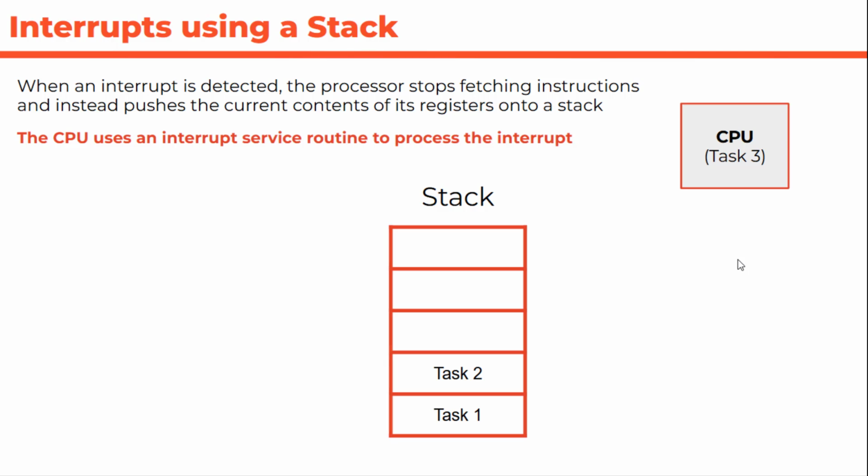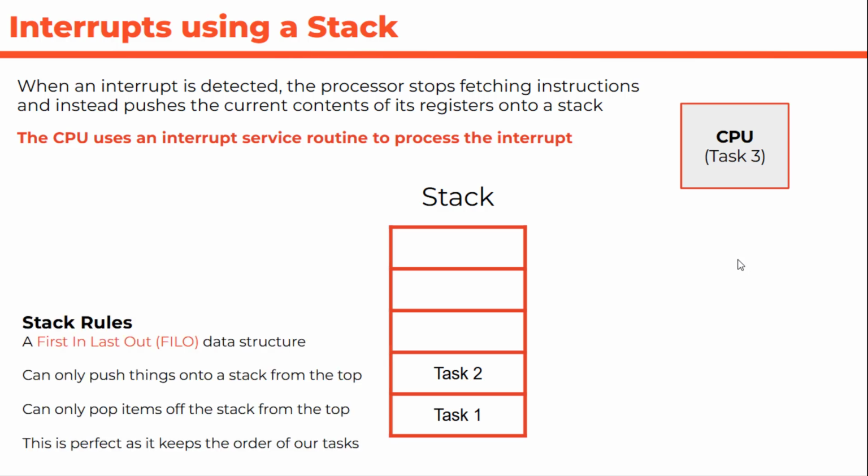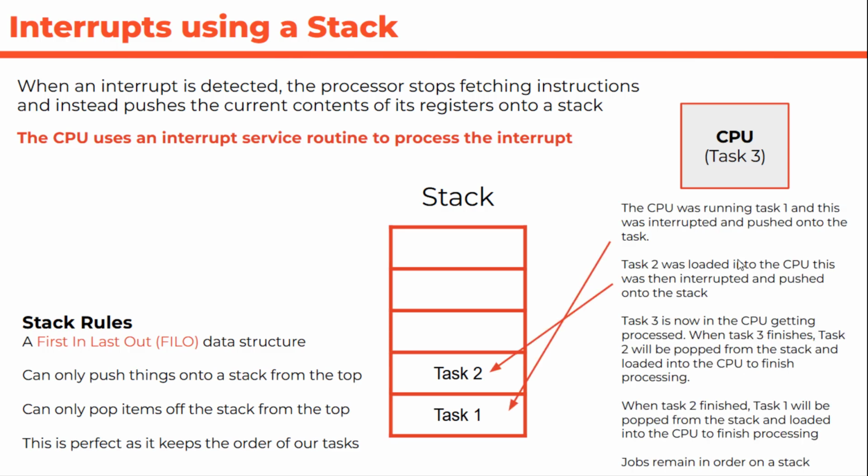A little bit of memory recall here. We just need to recap what a stack actually is if you've forgotten. So some stack rules. A stack is a first in, last out data structure. We can only push things onto the stack from the top. And we can only pop items off the stack from the top also. So it's a perfect way to keep the order of our tasks. So where would task 3 actually go? Well, it's sat on the CPU at this current process.